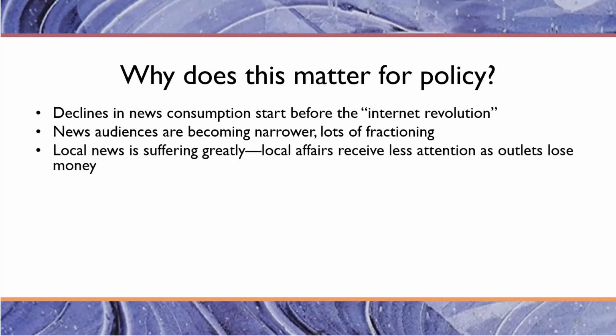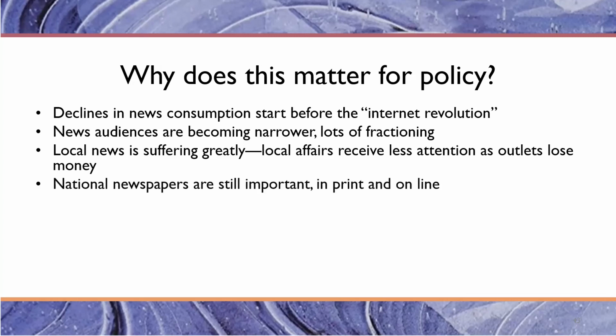Local news is suffering greatly. Local politics, local affairs are receiving less attention as outlets that cover local news lose money, and there's less resources available to cover local news. For example, the Raleigh News and Observer and the Charlotte Observer are owned by the same company, and they share a lot of items in the news, but one wonders how well they're covering their own local markets. And like I said before, some local communities may be even losing their daily newspapers. And that has implications for the local making of public policy on issues like schools, parks, transportation, things like that are all very important to people.